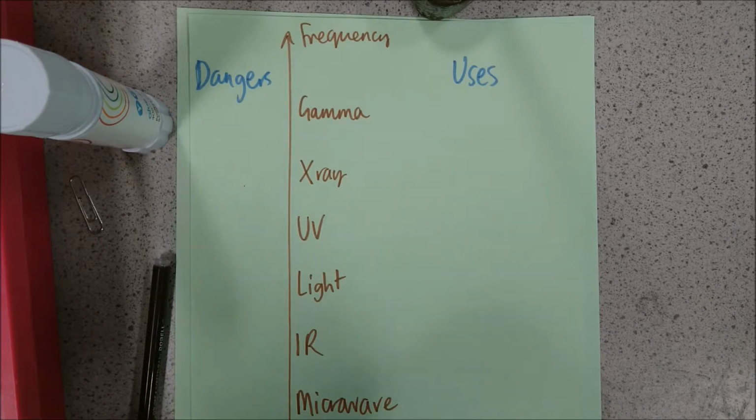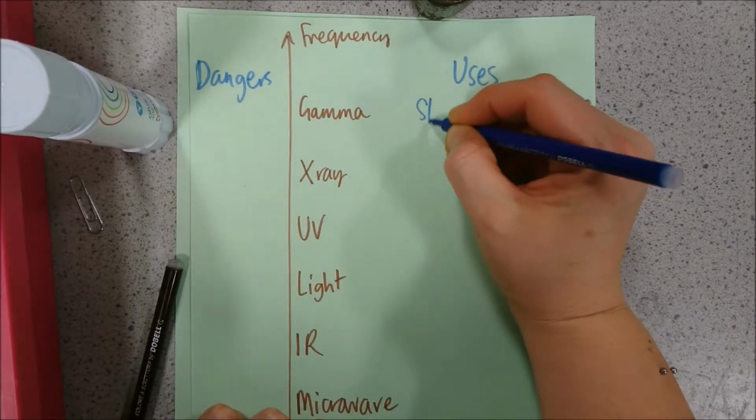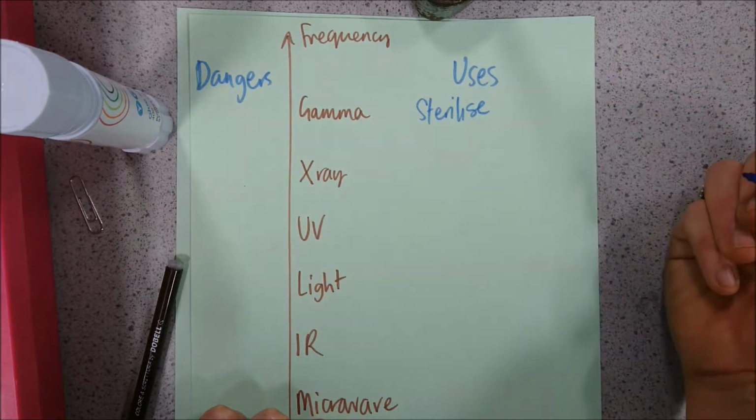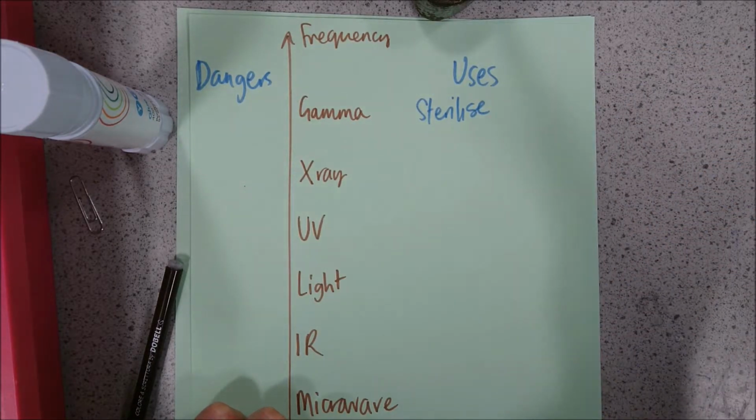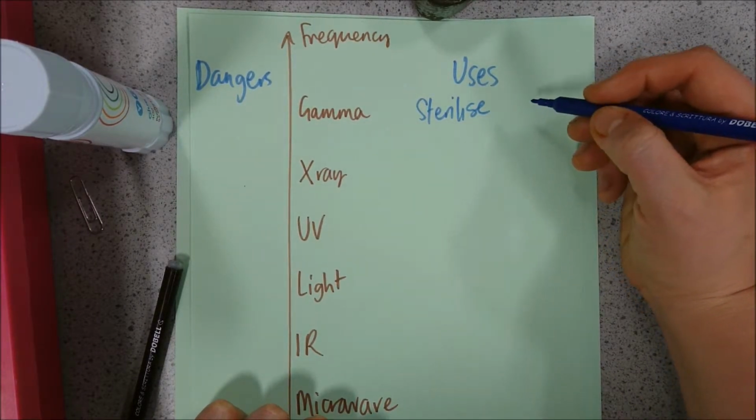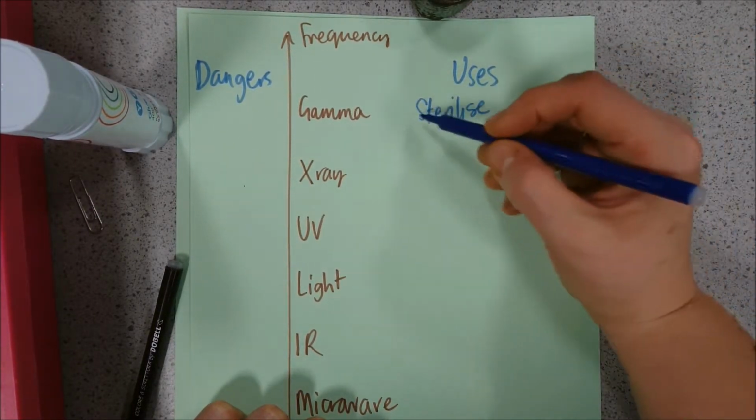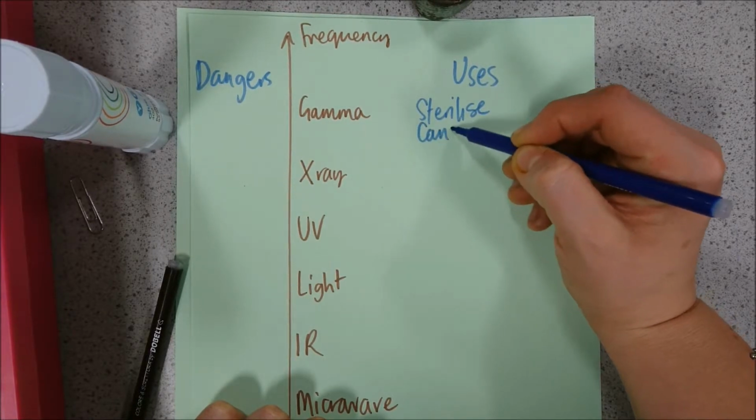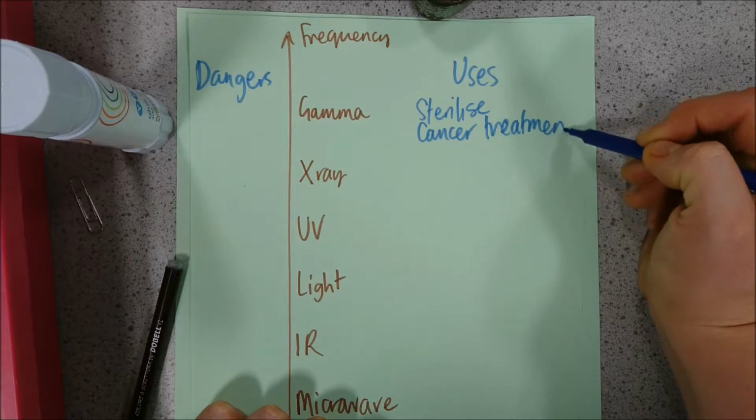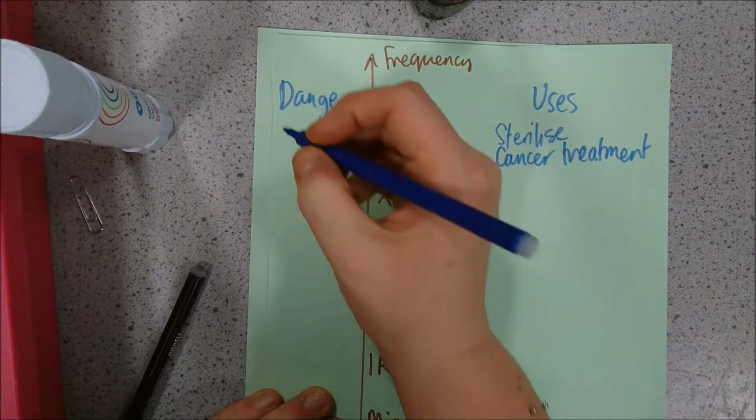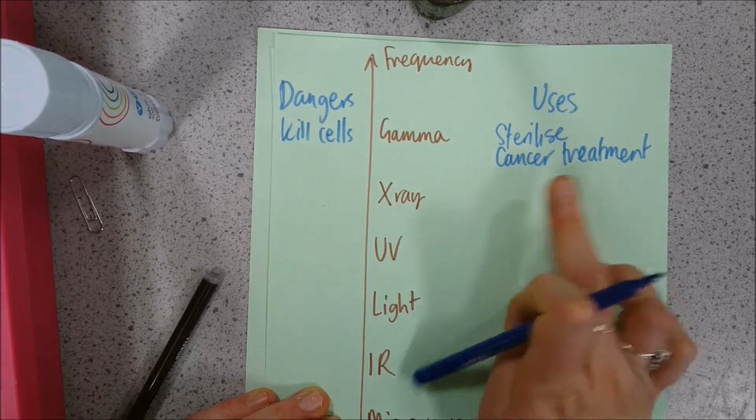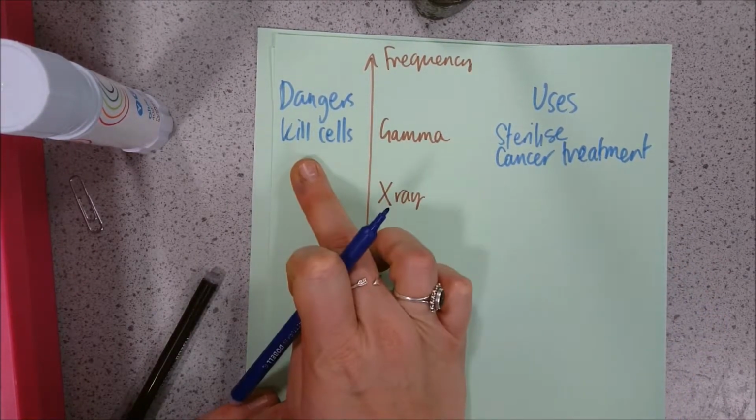So the main uses that you need to know for gamma waves is that they are used to sterilize things, because they kill bacteria. So they might be used to irradiate strawberries, for example. They kill bacteria, and they sterilize equipment used for surgery. They are also used as a cancer treatment, radiotherapy. Now the dangers of them is that they can kill cells. So when we do radiotherapy to kill cancer cells, they can kill healthy cells as well.